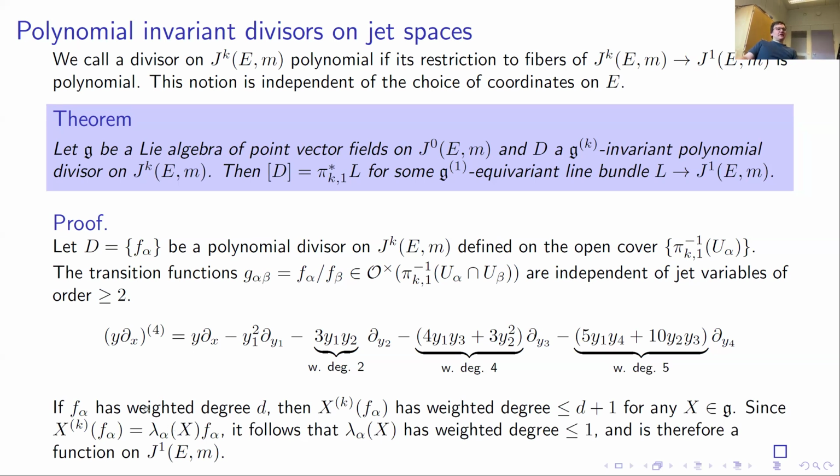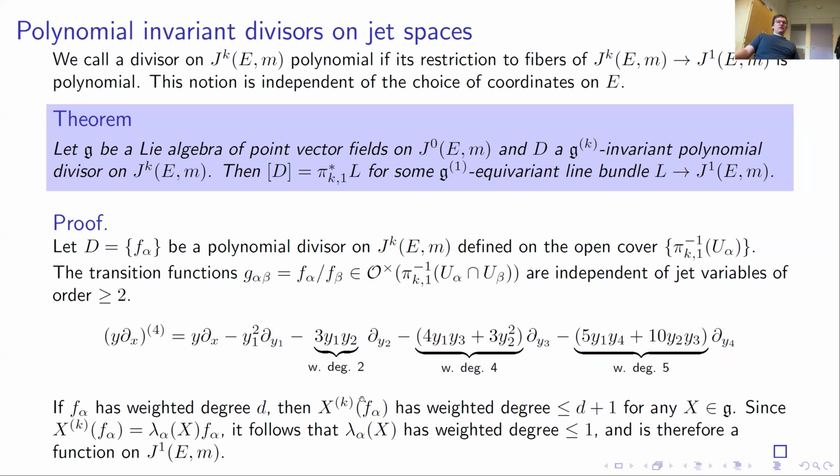And since we have this relation here, weighted degree d plus 1, weighted degree d, it follows that lambda alpha has weighted degree less than or equal to 1. Therefore, it cannot depend on variables of order 2 and higher. So it's actually a function on J1. Right.